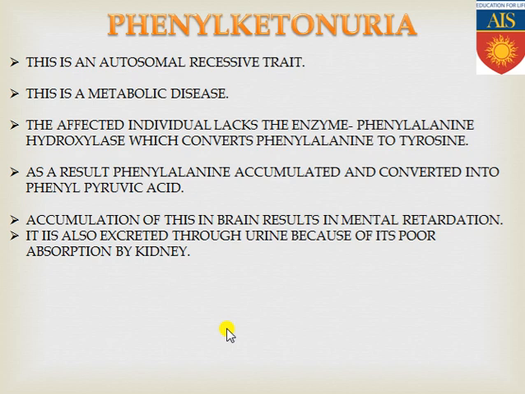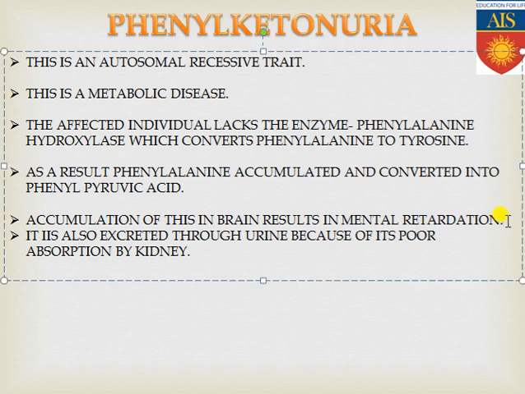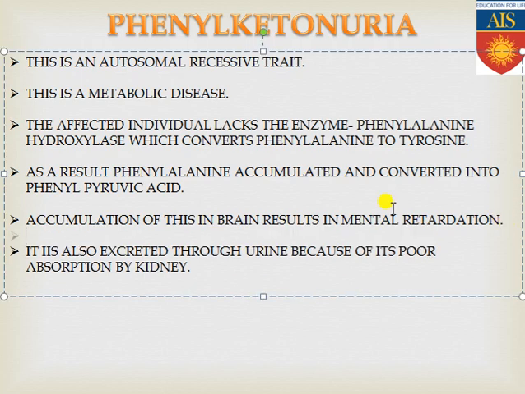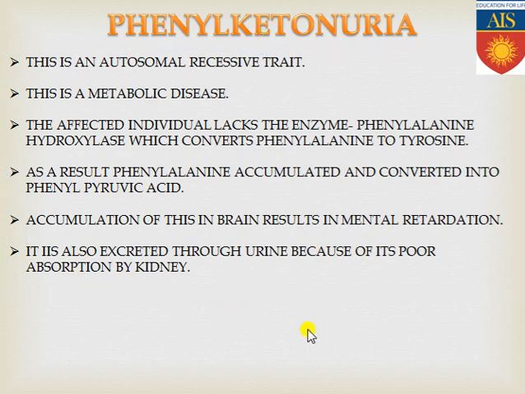Accumulation of this phenylalanine and of this phenyl pyruvic acid in the brain causes mental retardation also, which is very important. Another important point is that it is also excreted through the urine because of its poor absorption by the kidney. So the phenyl pyruvic acid formed from the phenylalanine is released through the urine because it is not getting absorbed properly by the kidney. So this is regarding phenylketonuria, we need to keep it in our mind.